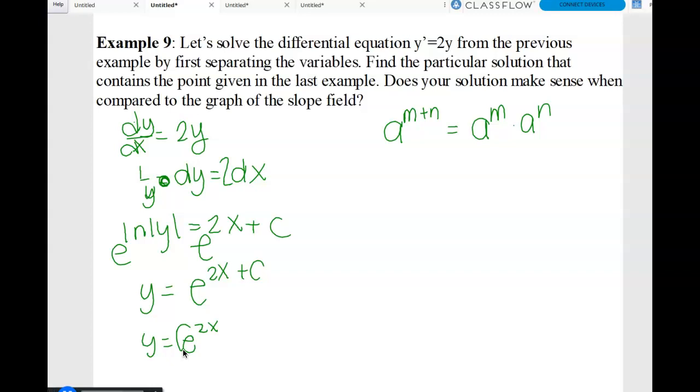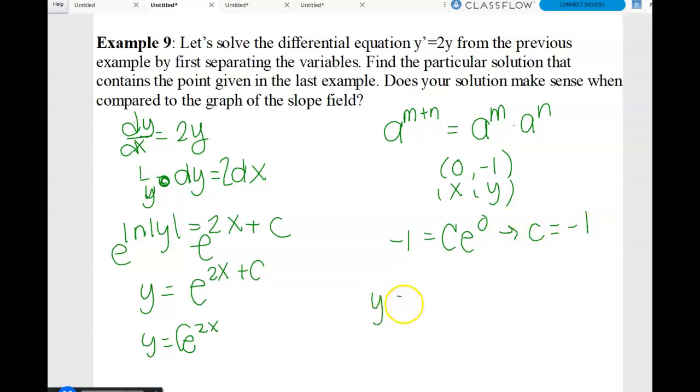In this case, my point that I was given was (0, -1). So that's my x and my y. So you're going to plug those in. So you have -1 equals c e to the 0. Well, you know anything to the 0 power is 1. So in this case, my c is -1. So my equation is y equals -1 e to the 2x. And again, that should make sense, right? You plug in 0, you get -1. You're down below. Can you ever get a positive value from that?